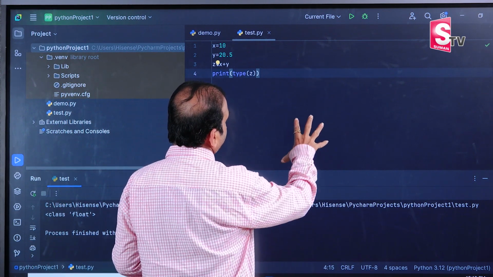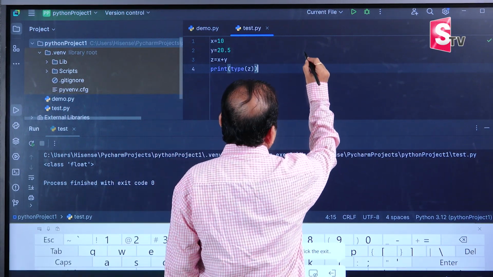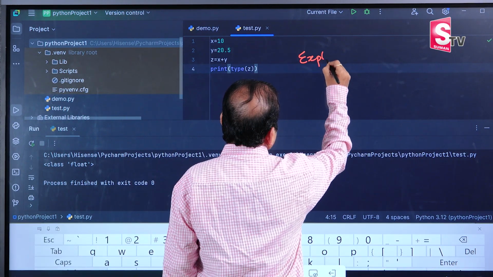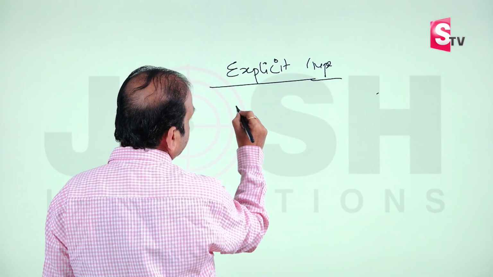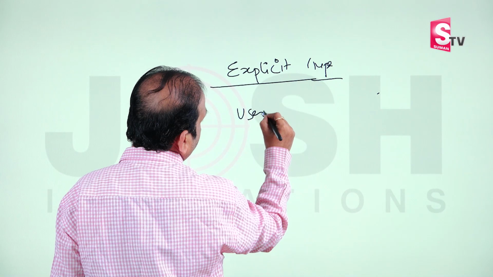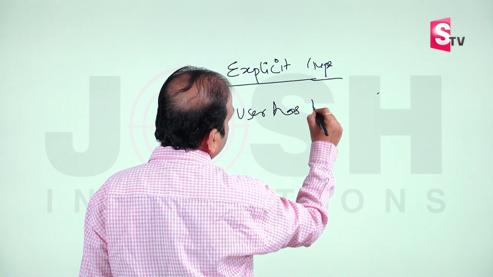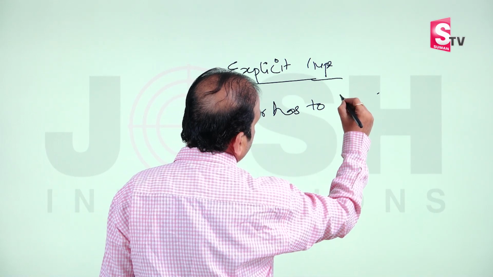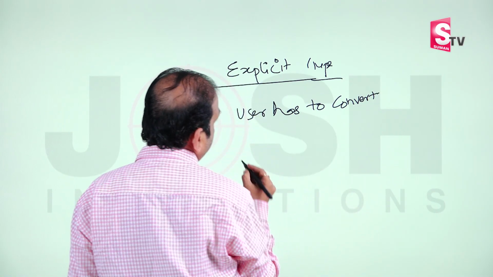Now, we will see the second one. The second one is explicit type conversion. The user has to convert from one data type to another data type. It is called explicit.